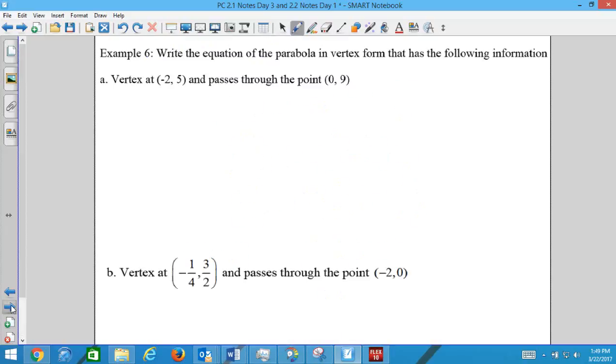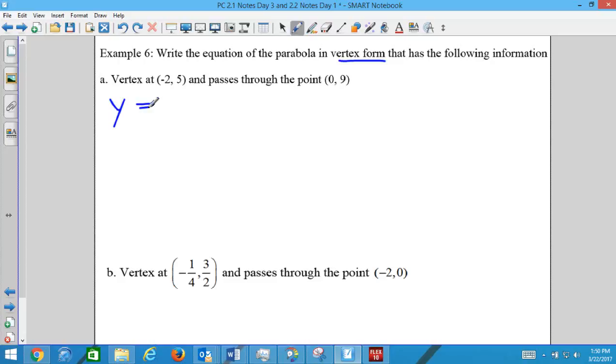Okay. The last part of 2-1 is given information, writing the equation. These two examples, for example 6, we're going to write the equation of the parabola in vertex form. So let's start with vertex form. What is it? y equals, or f of x equals. What comes next in the formula? For vertex form, what's next?